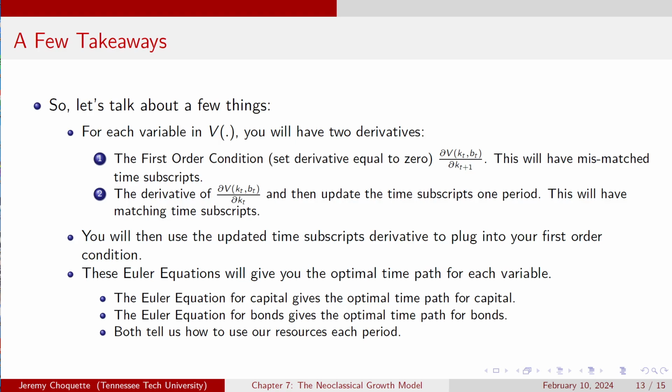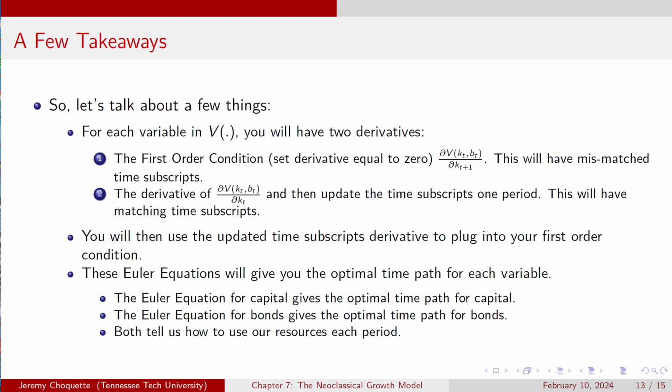So let's talk about a couple things here. For each variable in your function v, you'll have 2 derivatives. The first derivative is the first order condition, where you just take that derivative and set it equal to 0. It's going to be something like partial v of kt and bt with respect to kt plus 1. And it's always going to have mismatched time subscripts. But you're going to need that derivative on the right-hand side of that first order condition with the matching time subscripts. You're going to need to know what that is.